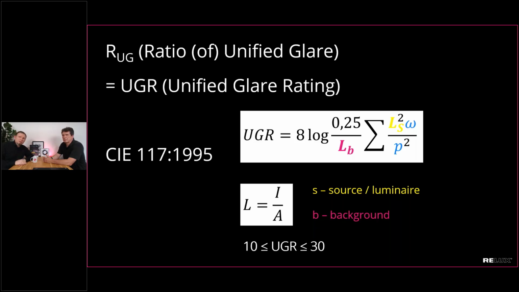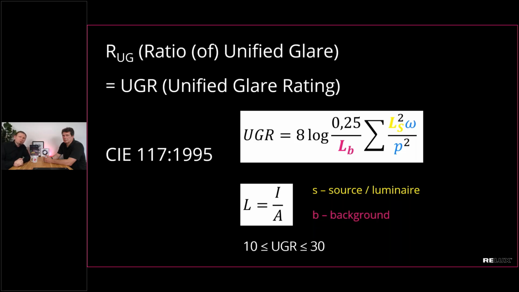The blue part means this is the solid angle, and then the positioning index P and omega for the solid angle. These are parts which determine your geometric location relative to the luminaire, because this also has an impact on how much area surface you can see from the luminaire. So this has also an impact on it.